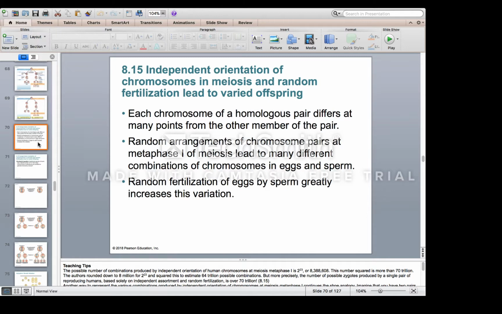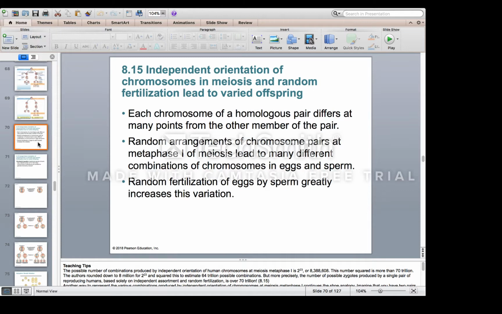Each chromosome of a homologous pair differs at many points, but random arrangements of chromosomes at metaphase 1 of meiosis leads to many different combinations of chromosomes in eggs and sperm. So random fertilization of eggs by sperms even increases this variation even more, because obviously it's not the same sperm that is fertilizing the egg. Clearly through each ejaculation, each time you're trying for a baby, each unique event, there's one sperm that wins out, so each one is going to create a different type of kid. Okay, this is again why you have a variation.